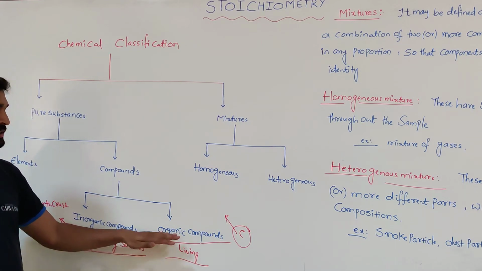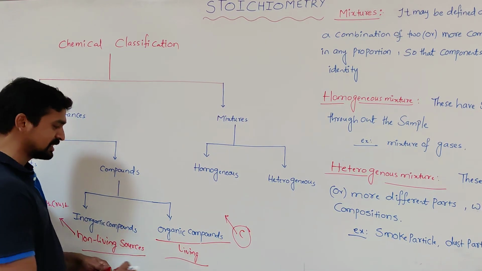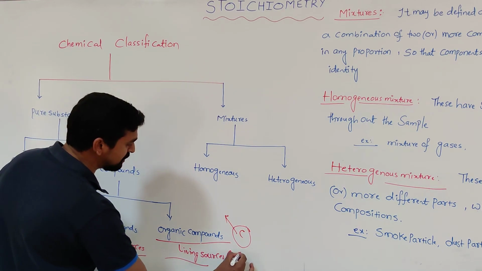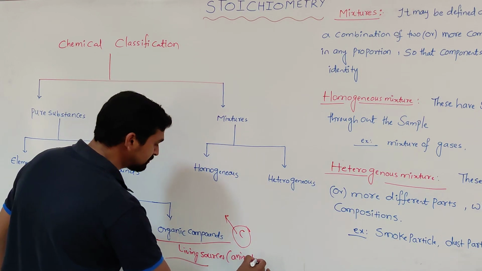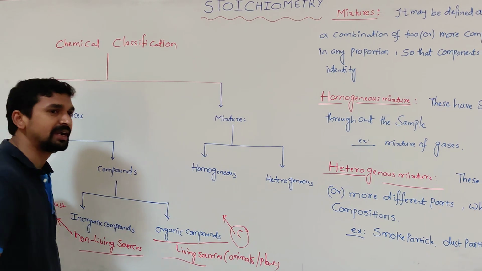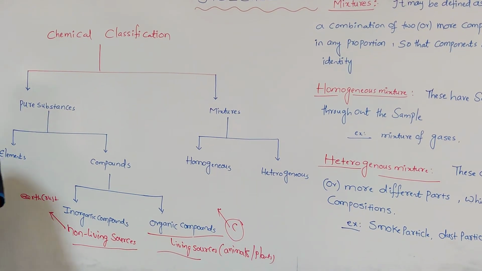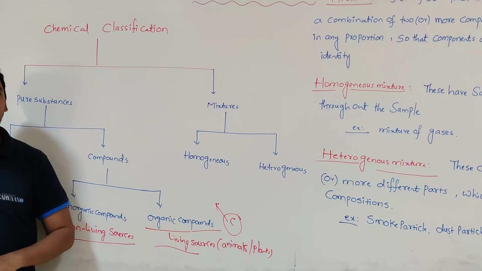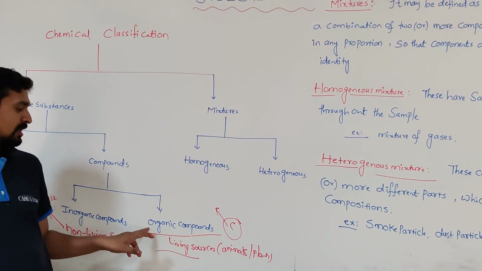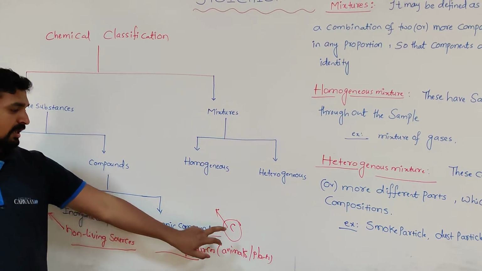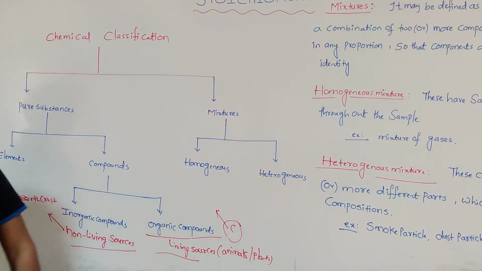Organic compounds are those obtained from living sources. Living sources here means animals or plants, like carbohydrates, fats, oils, wax. All those are the best examples of organic compounds. Definitely, in all the organic compounds, one of the important constituent elements, the atom, is carbon.